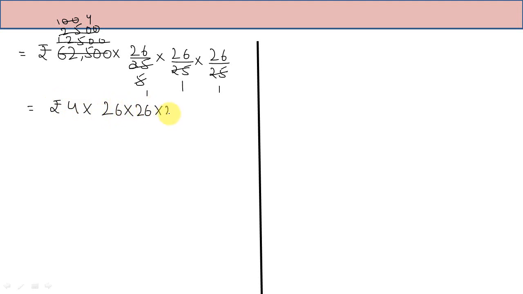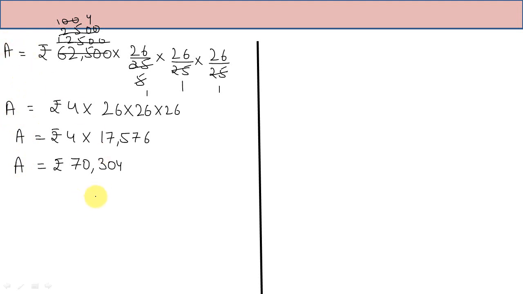Now 26 cube is rupees 17,576. Now on multiplying 4 with 17,576, you will get the answer 70,304. So the amount is equal to 70,304. So this is the amount. We need to find out the amount as well as the compound interest.